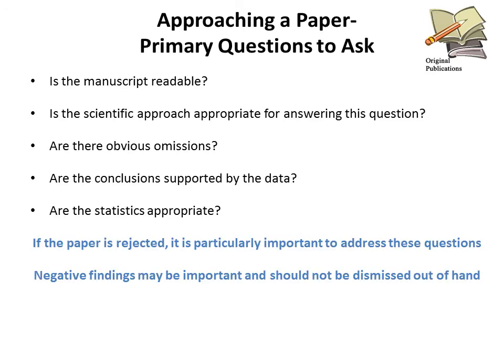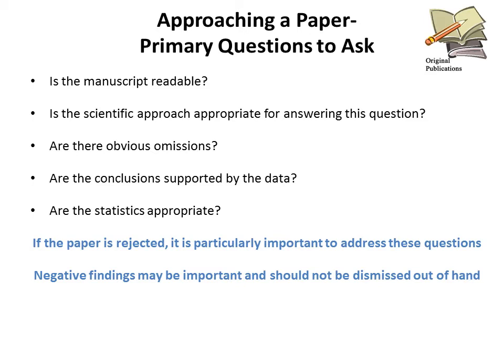While there's no one way to review a paper, here are some recommendations for the novice reviewer that will help evaluate most of the important components of a scientific manuscript. Is the manuscript readable? Is the scientific approach appropriate for answering this question? Are there obvious omissions? Are the conclusions supported by the data? Are the statistics appropriate?